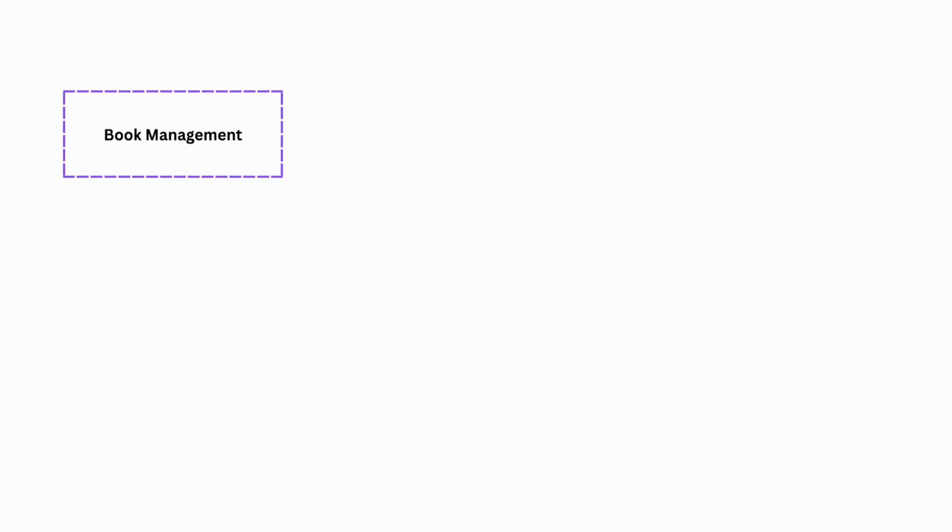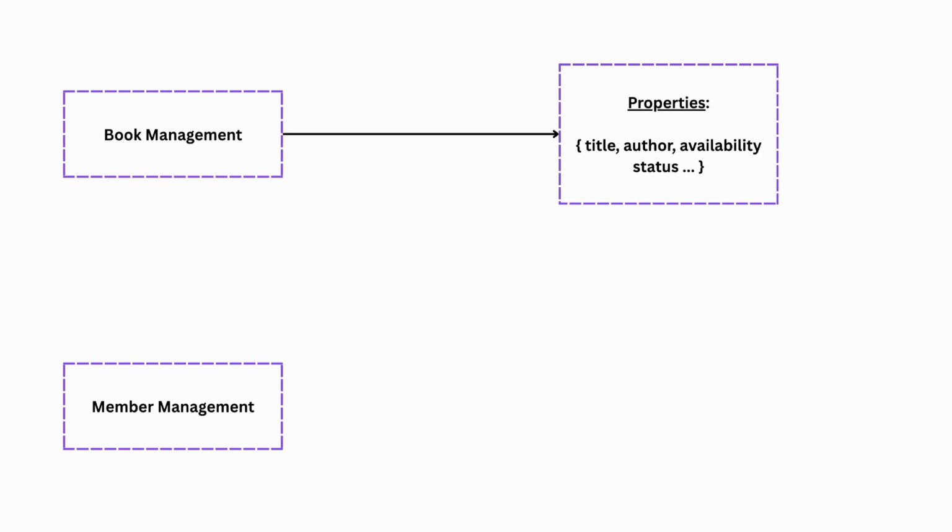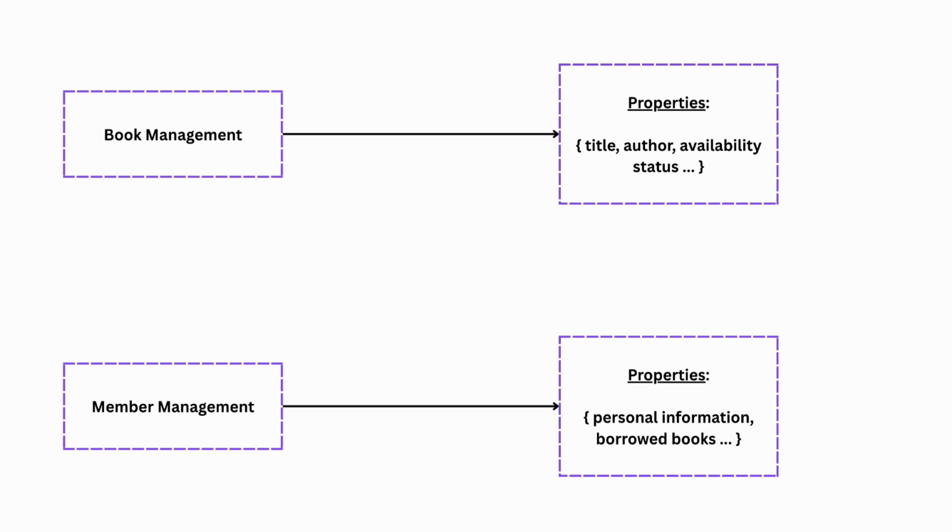Our library management system has two main components. First, we have book management for creating, retrieving, updating, and deleting books in our library catalog. Second, we have member management for handling library patrons with similar CRUD operations. Each book will have its properties like title, author, and availability status, while members will have personal information and a record of borrowed books. This is a foundational system that you can extend with features like reservations, late fees, or categorization systems later on. Let's begin by setting up our development environment.